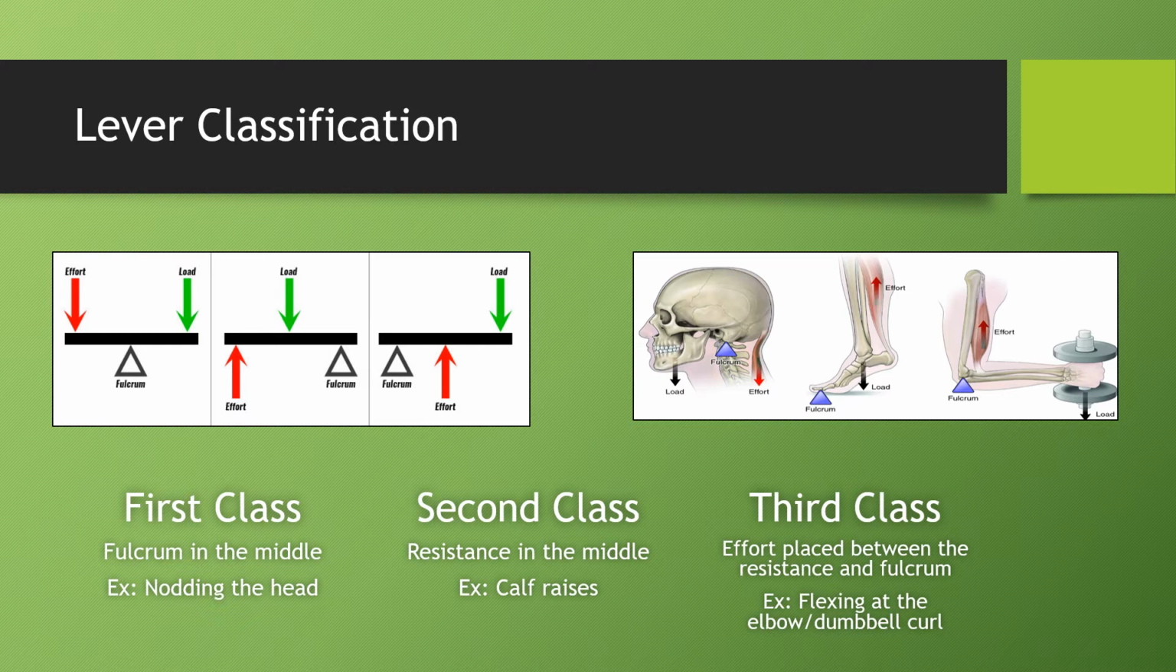The ball of the foot acts as the fulcrum, the body weight is resistance, and the calf musculature applies the effort. Third class levers have effort placed between the resistance and the fulcrum. An example of this would be flexing at the elbow or performing a dumbbell curl.